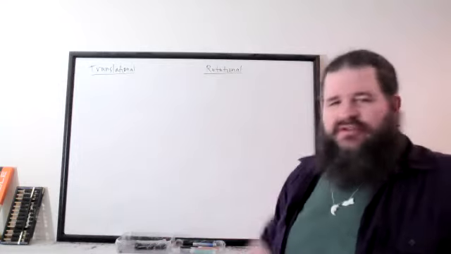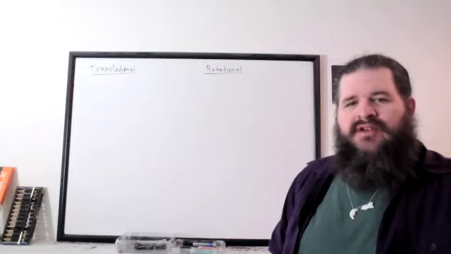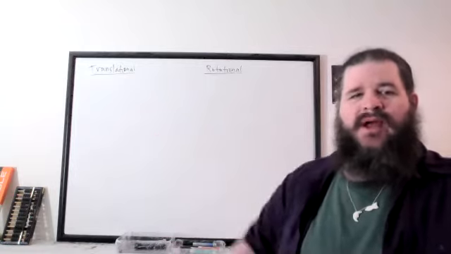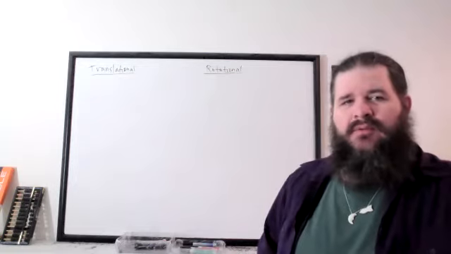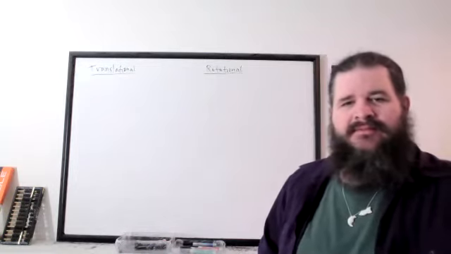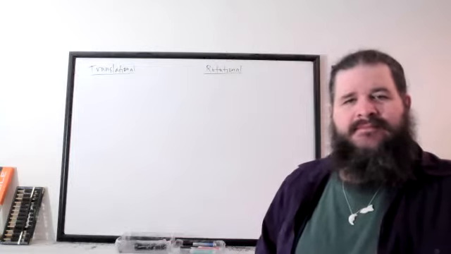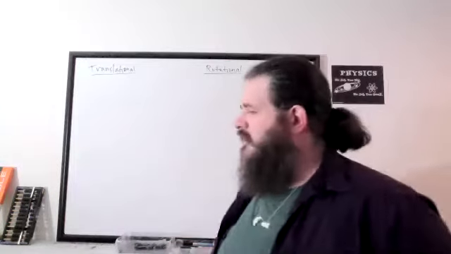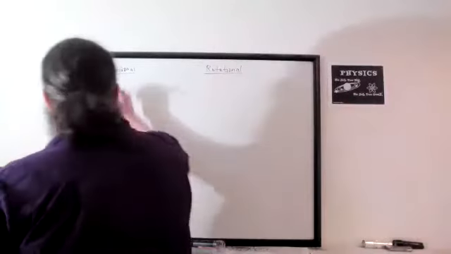For translational motion, for instance, the core of translational motion is, as an object is translationally moving, what about it is changing? What property is changing as an object moves through space? Its position? Yeah, it's changing its position. Translational motion is all about changing position.